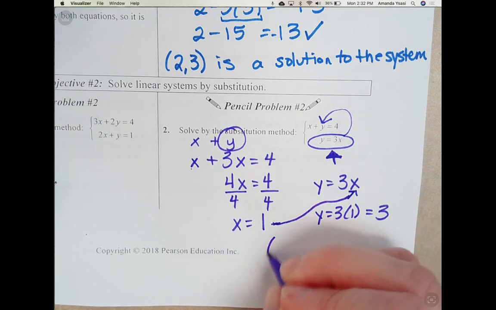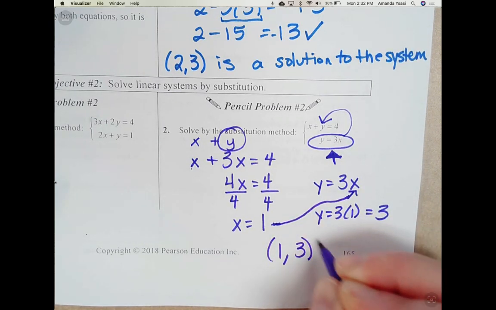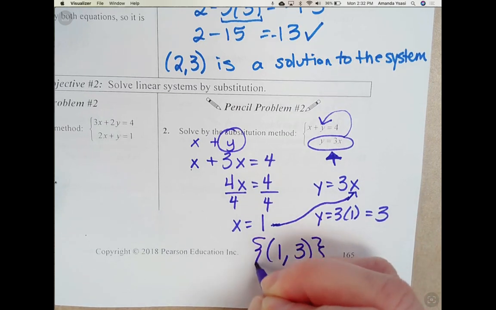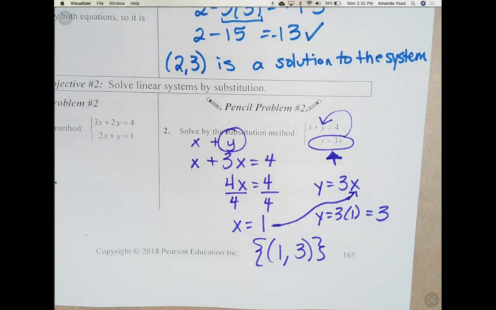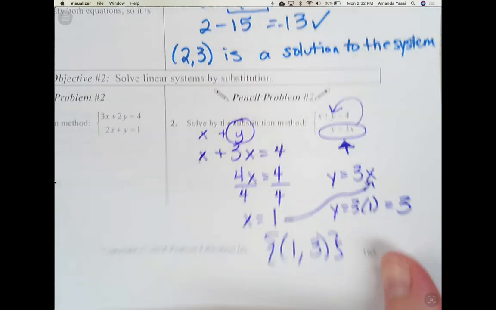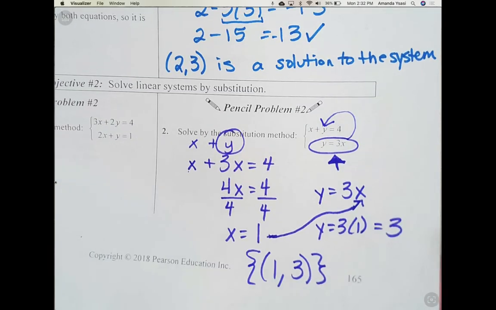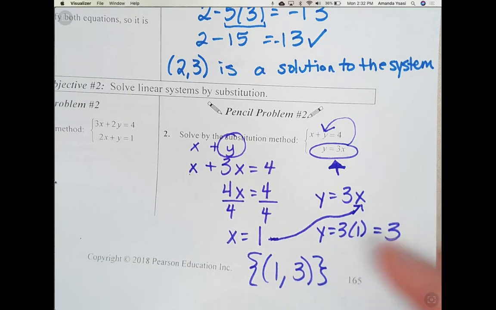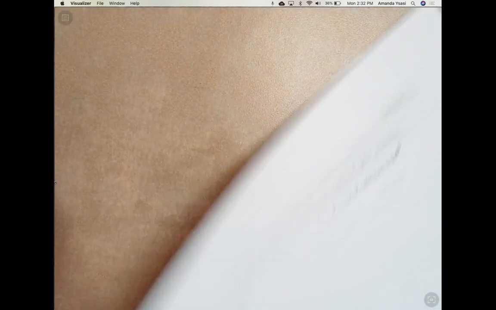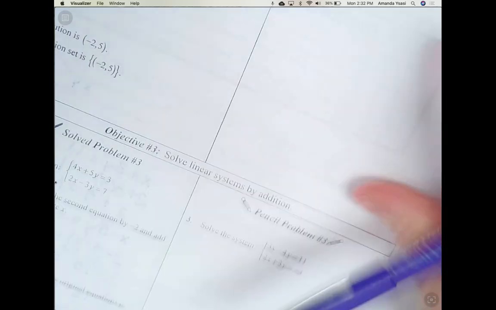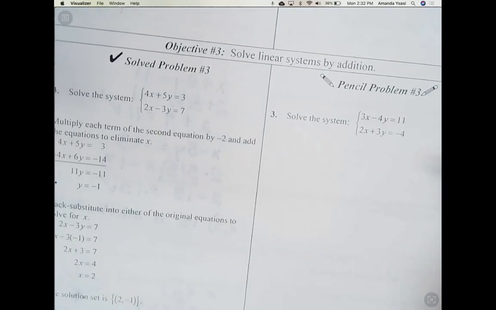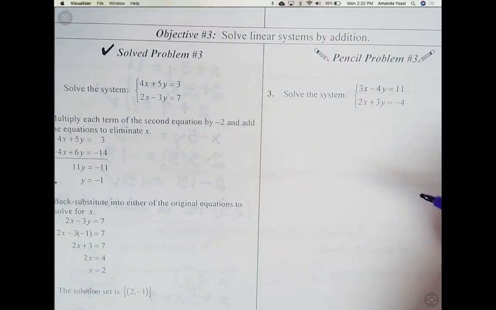So then my solution is 1, 3. The solution set, 1, 3. So we just have one solution there. Okay, let's go to the next one.